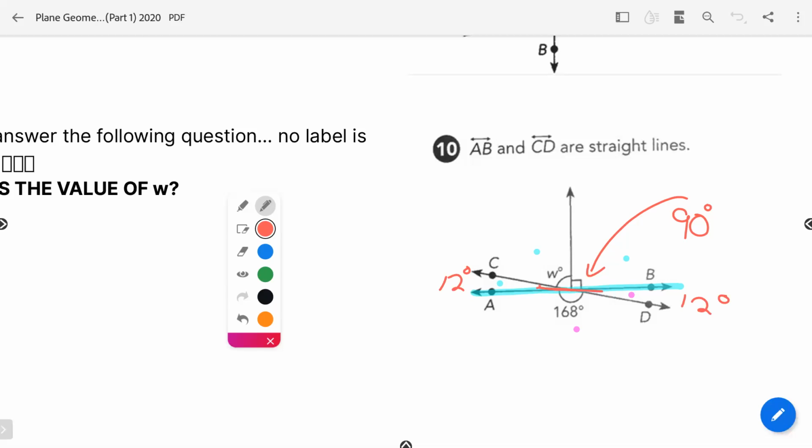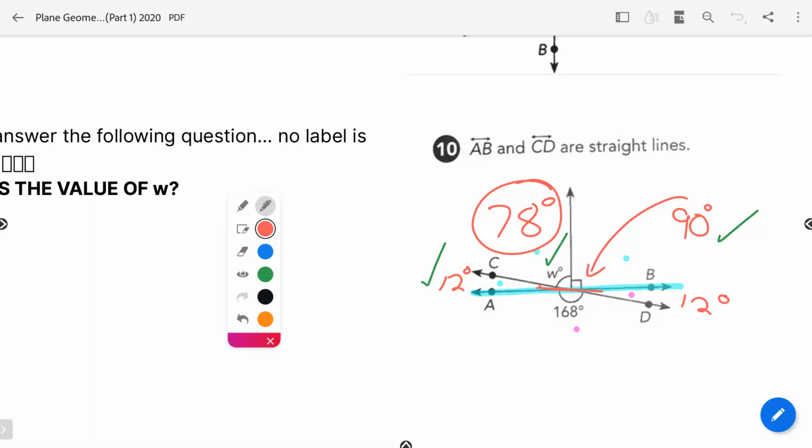And now, once I know that little sliver on the top is 12 degrees, then I can easily find out what my missing angle is up here, because those three components, this one plus this one plus this one, need to add up to be 180 degrees. So if I start with 180 and subtract the 90 from it, and then I take 12 more away, I get my missing value, which is 78 degrees for this one right here.